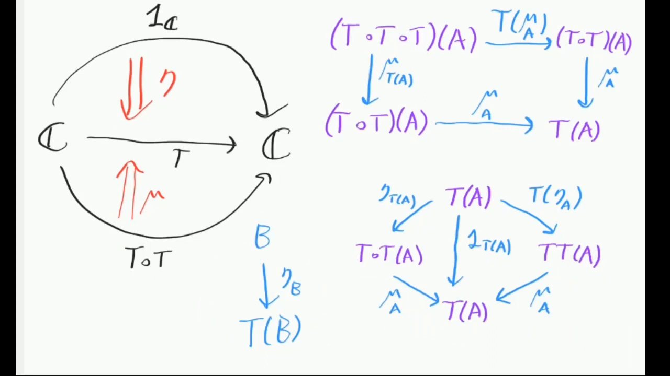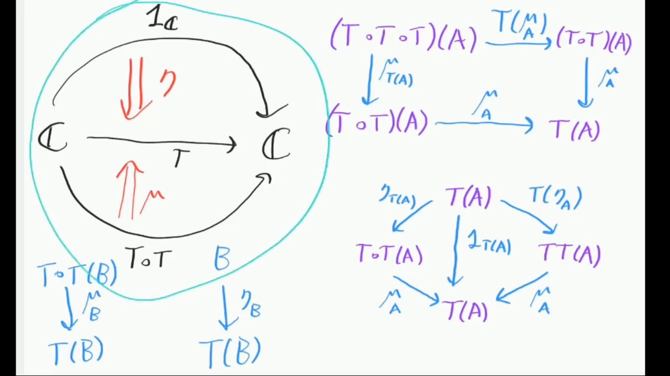And this multiplication mu is also a natural transformation. So again, for any object B, we're going to have this Bth component of mu, which is going to go from T after T of B to T of B, like this. And so this picture here shows us all of the information that goes into a monad. We just need to define the category C, the endofunctor T, and these two natural transformations, mu and eta.